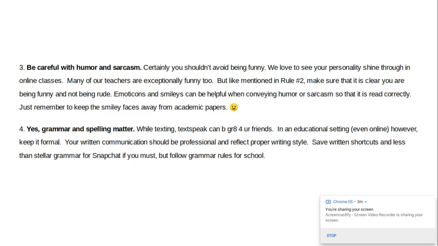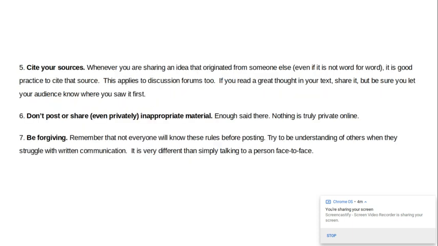You are on a device. You have the ability to spell check and grammar check, and you need to keep that in mind. Reread what you write aloud to yourself every time before submitting. Cite your sources. This is for when we're doing a research-based thing. It applies to discussion forums and stuff like that. So this is a higher level thing. We really won't be getting into that yet, but I don't know how long we'll be doing this online learning. Don't post or share, even privately, inappropriate material.